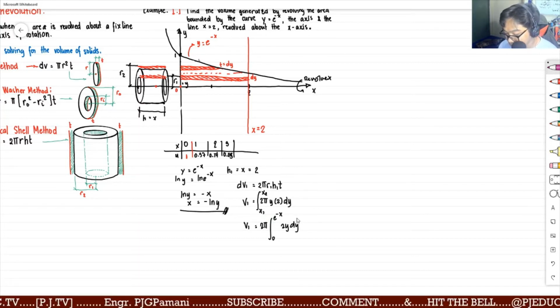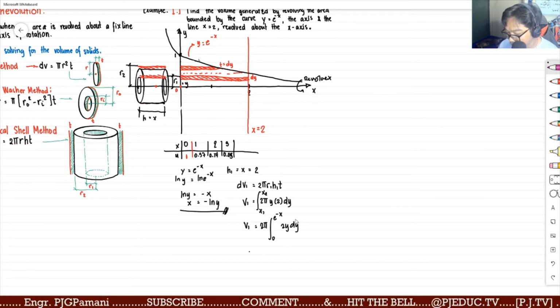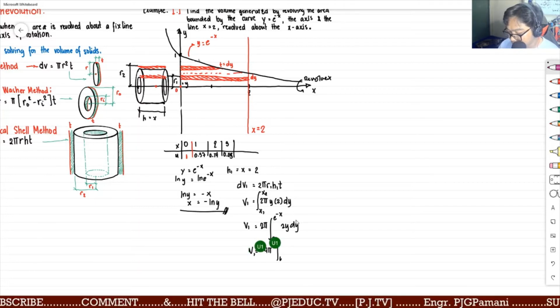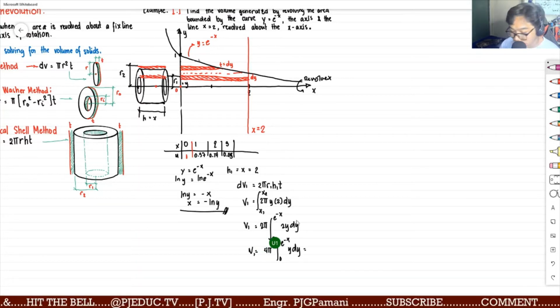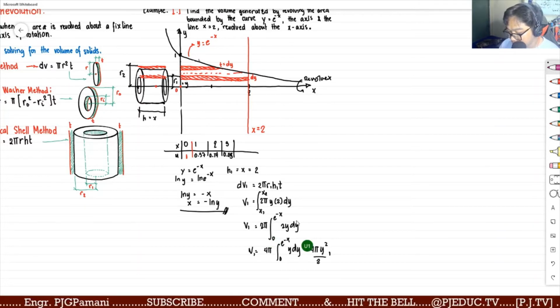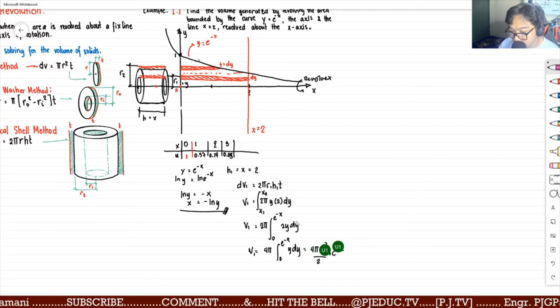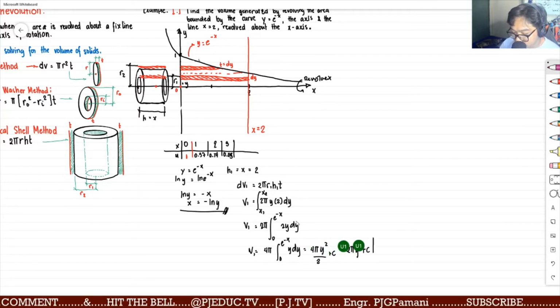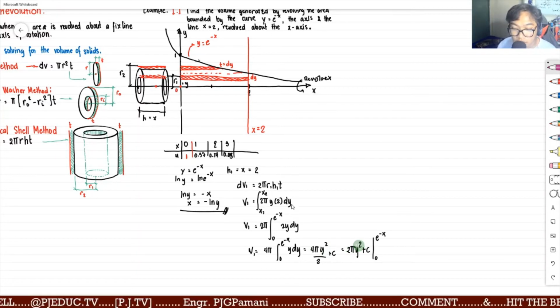Okay. Then, simplify. V1 is now equal to 4 pi integral from 0 to e raised to negative x of y dy. Integrate again: that is 4 pi y squared over 2 plus c, or simply 2 pi y squared plus c, from 0 to e raised to negative x.